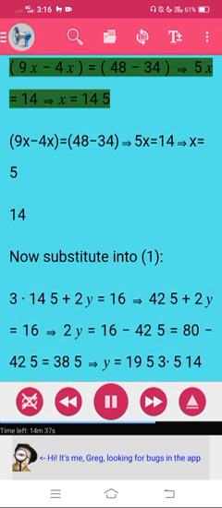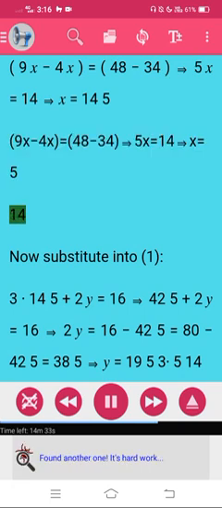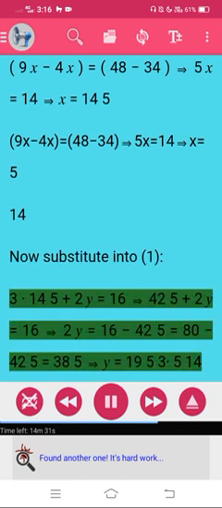9x minus 4x equals 48 minus 34, implies 5x equals 14, implies x equals 14/5. Now substitute into 1.